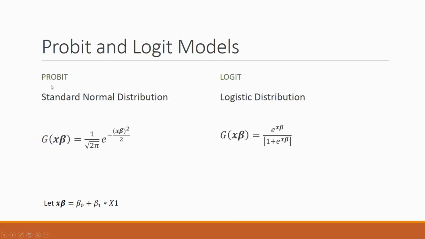All right, so for a probit model, we are assuming a standard normal distribution, and for a logit model, we are assuming a logistic distribution. And here's the functional form of those distributions. I use as shorthand this x beta in bold here to indicate the linear function of the independent variables.